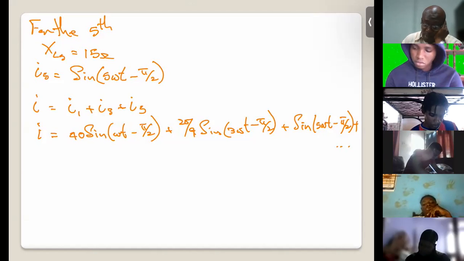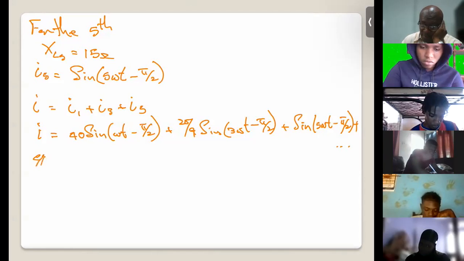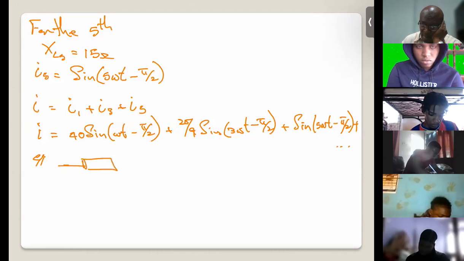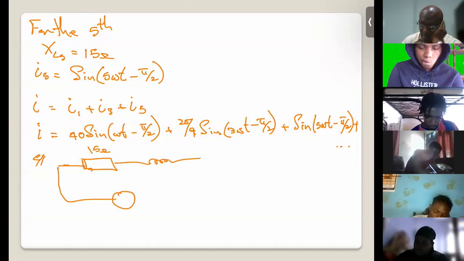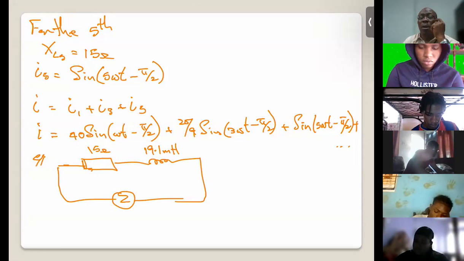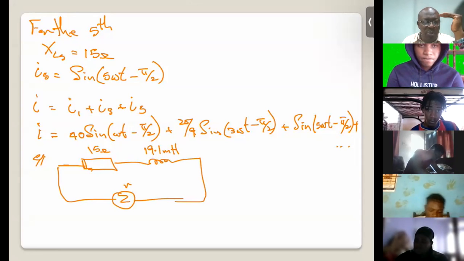All right, so part C, we now have a resistor. Since everybody now knows that we have to draw the circuit first, I'll just go ahead and draw it. We have the resistor, 15 ohms, and this is 19.1 millihenries. And of course, V is supplying the circuit. Remember, all we are doing is applying what we already know for AC circuits.